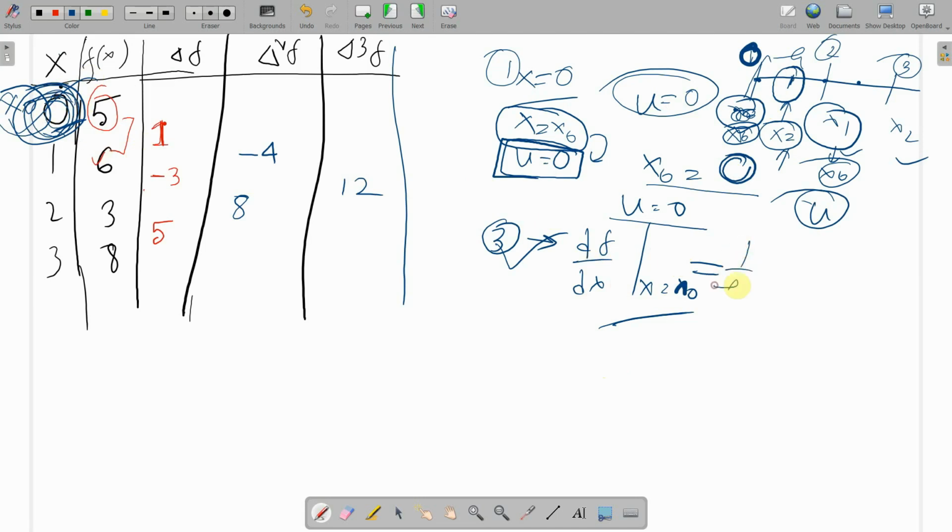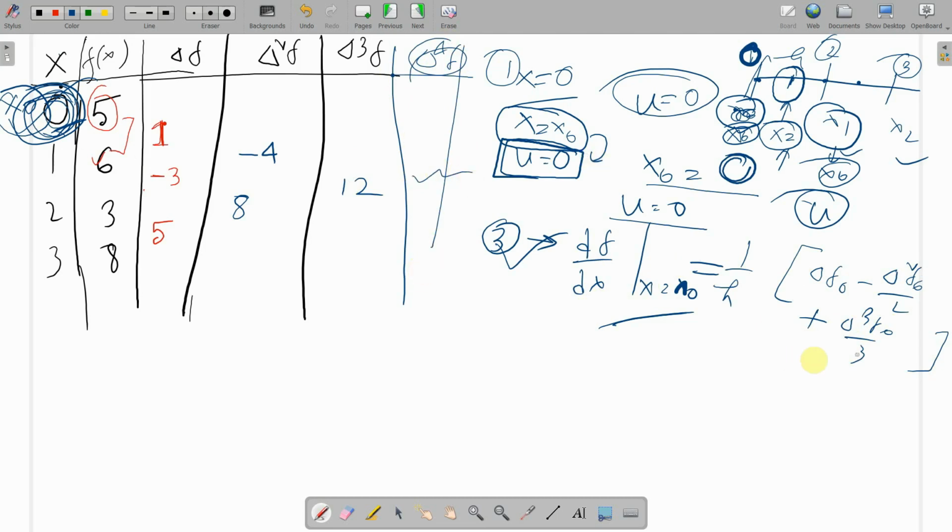So df/dx equals 1/h times (delta f0, minus delta square f0 by 2, plus delta cube f0 by 3). Remember the formula. And why have I written only up to delta cube f0? Because after that it's not possible to find the value. Delta fourth f is not possible here, so that's why I am taking up to delta cube f0. If delta fourth f is there, then you have to take up to delta fourth f.